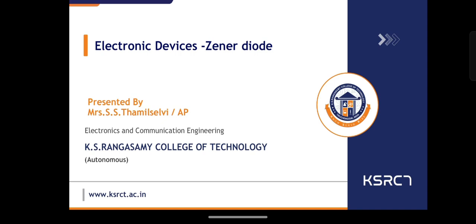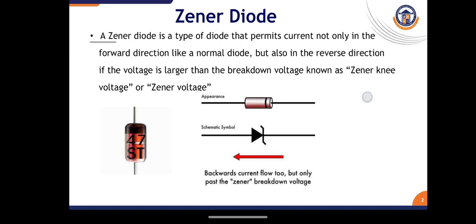Now, in this video, we'll see about the Zener diode characteristics, how the Zener diode works in forward and in reverse bias condition. First, what is a Zener diode? A Zener diode is a type of diode that permits current not only in the forward direction like a normal diode, but also in the reverse direction when the input voltage exceeds the breakdown voltage, named the Zener knee voltage or Zener voltage.